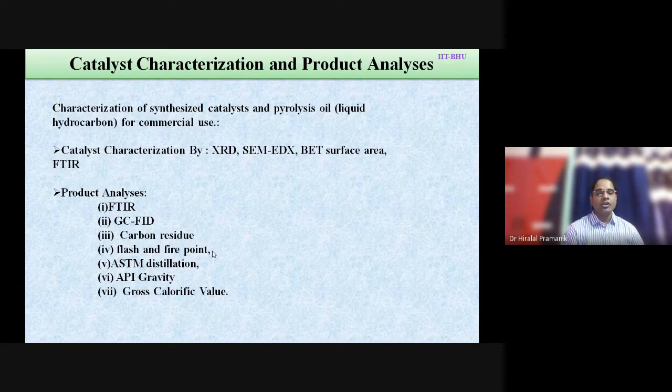Gross calorific value will talk about the enthalpy content, how much energy it will liberate after combustion. Okay, and the higher the calorific value, the better is the fuel. So these are all important product analyses that will help you finally conclude whether this pyrolysis product is suitable for an engine or not.